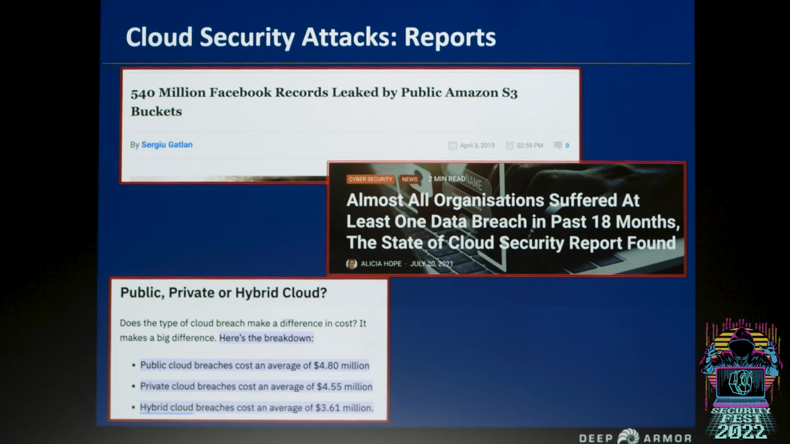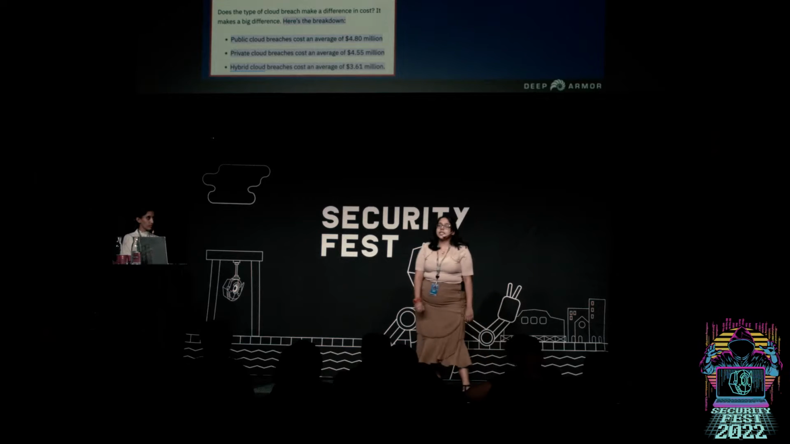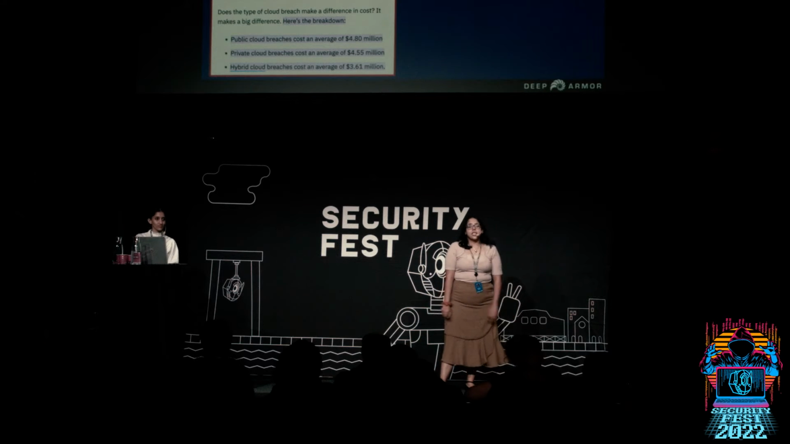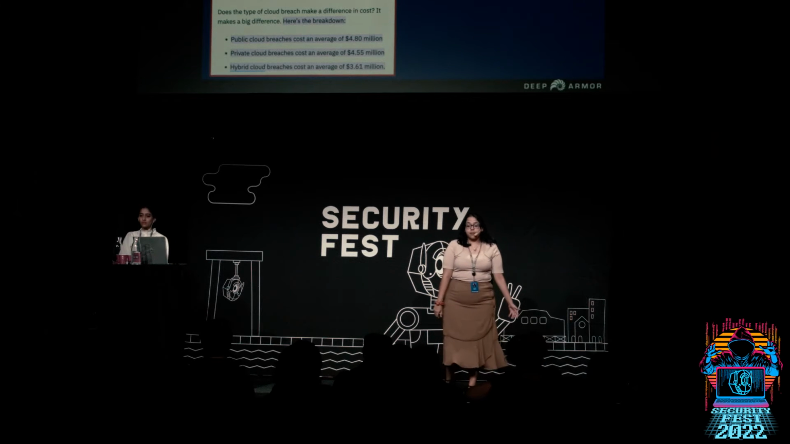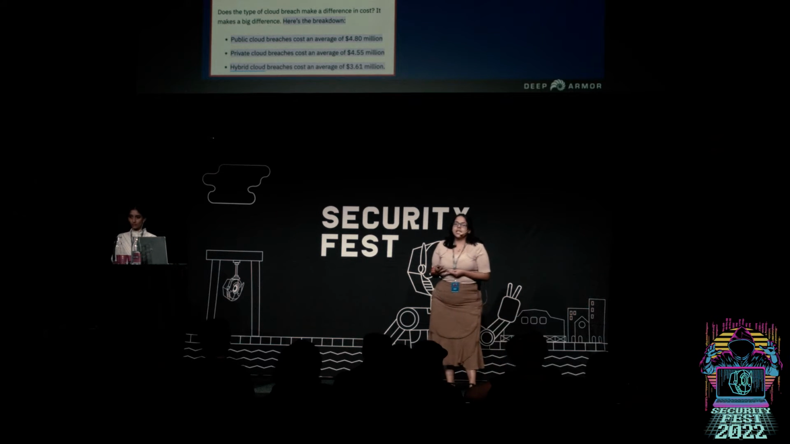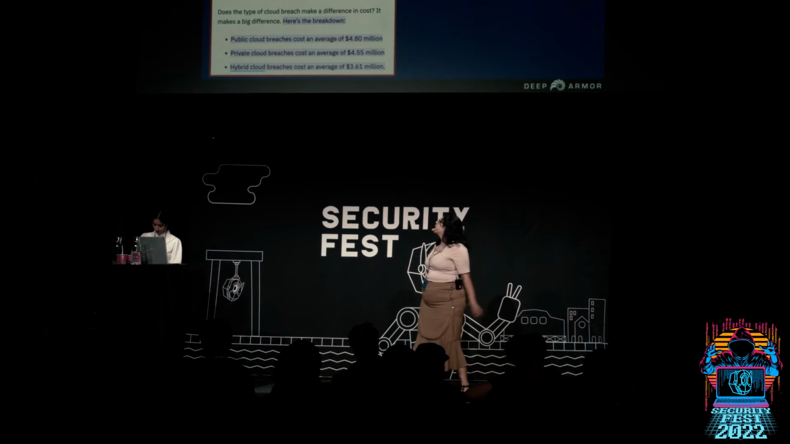When we speak about security, there have been a lot of cases that have come up in the headlines about cloud security attacks. A few of them are stated above. It was found that Facebook lost 540 million records. This happened because their S3 buckets were made public. It is also seen that whenever a cloud breach happens, almost 15 million US dollars are lost.